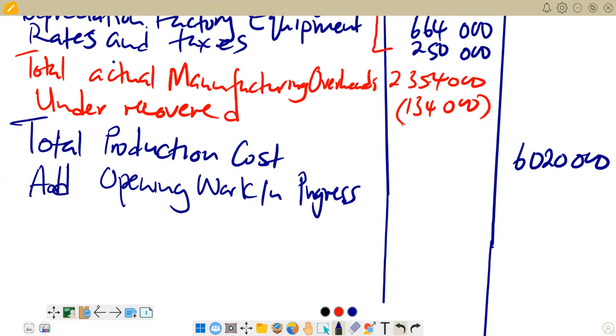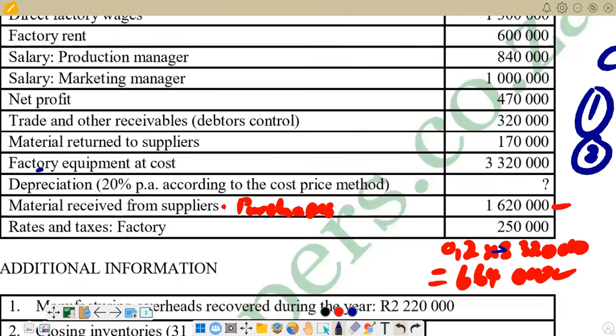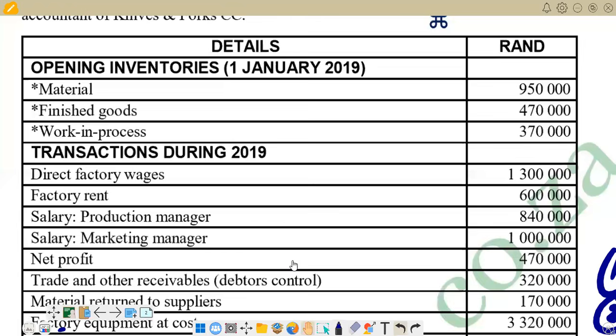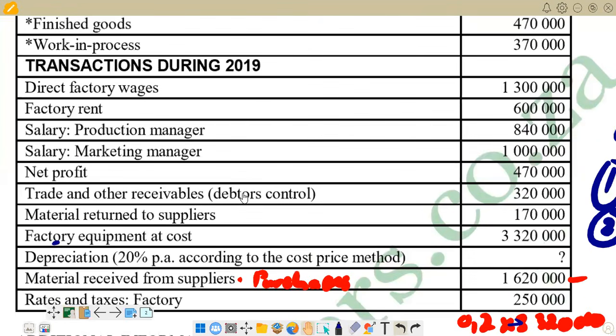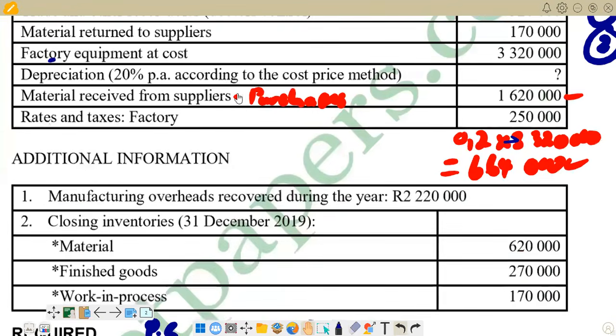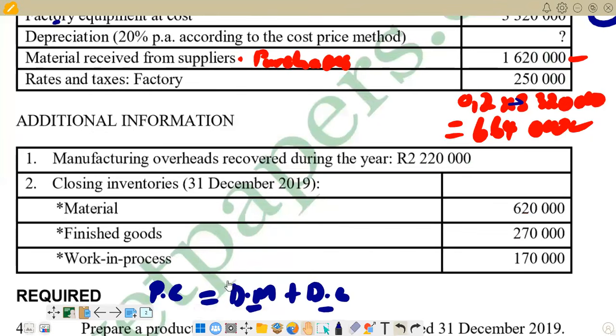Our opening work in progress, we can get it in the question. We go up there to find out what we have in terms of opening inventory and opening work in process, which is this one, 370,000. So we are going to add that one. And then we subtract the closing work in process, and we can confirm the figure for closing work in process is this one, 170,000. We are going to subtract it after adding the opening.